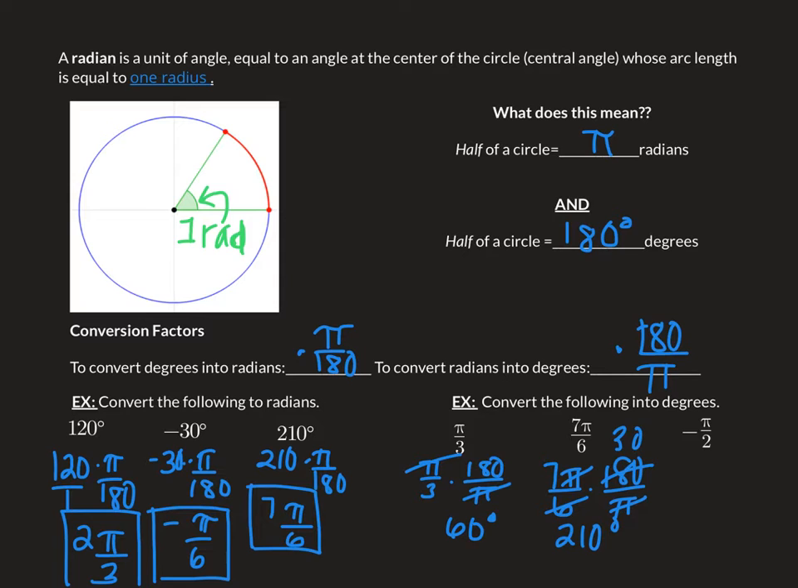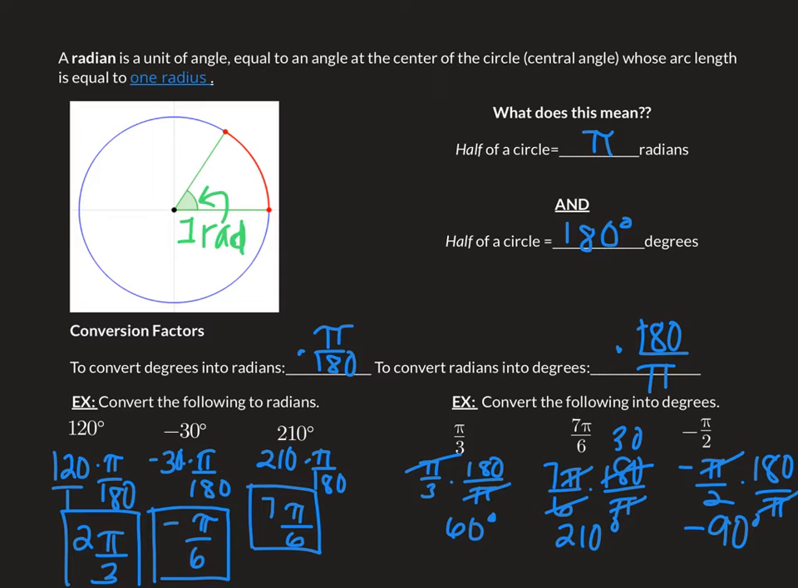All right, let's look at negative pi over 2. If we multiply that by 180 over pi. Oh my goodness. Not better. Okay, let's try that one again. 180 over pi. And my pi's go away. And then I know 2 goes into 180 90 times, so this would be negative 90 degrees. How'd you do? Great.